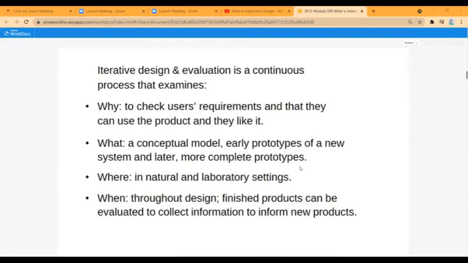So what are the possible tools for evaluating? Okay, we may use questionnaire, survey, interview. So those are the examples of tools that we can use for evaluation.